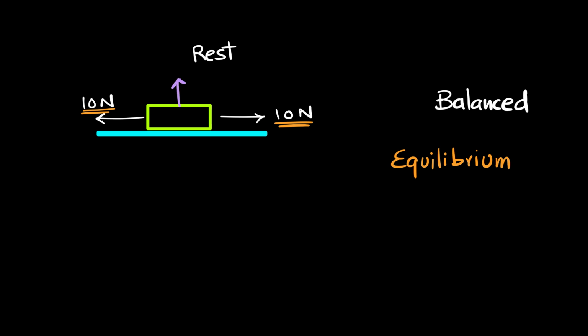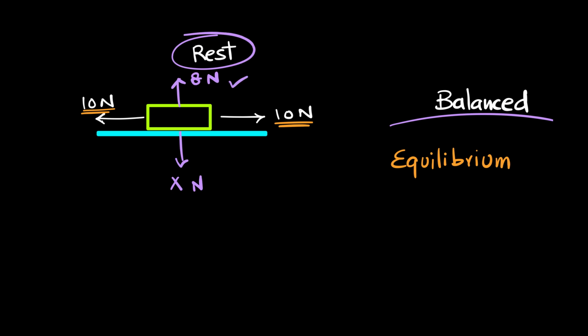Similarly, if there is an upward force of 8 Newton, there is a downward force of x Newton, and the particle is still not moving. It is still at rest. That means vertically, the forces are again balanced. So therefore, the value of x is 8 Newton. Just a simple diagram to illustrate the effect of forces on a particle.